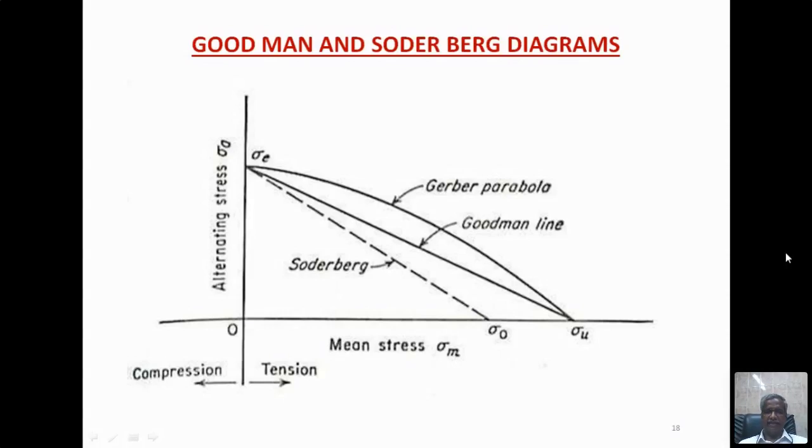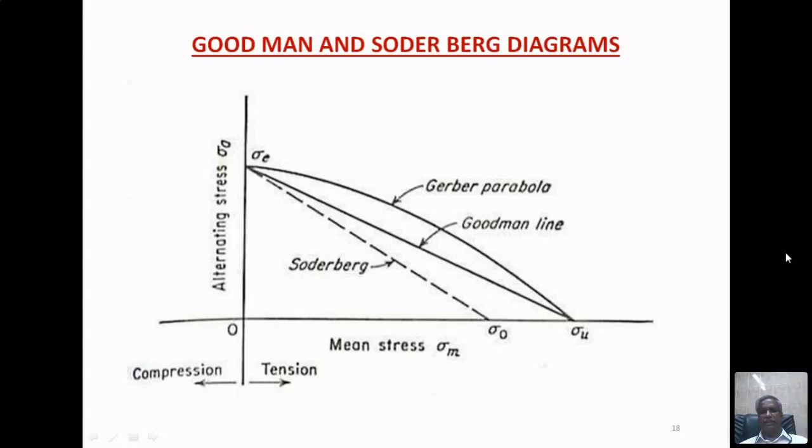The x-axis and y-axis are both stress. On the x-axis we take mean stress, the average stress: sigma max plus sigma minimum divided by 2. The alternating stress is the range of stress: sigma max minus sigma minimum divided by 2. Try to remember that; that's why I introduced all those things in the beginning. Mean stress is average, alternating stress is range divided by 2. So the x-axis is mean stress and the y-axis is alternating stress.